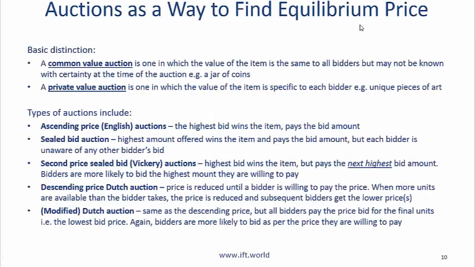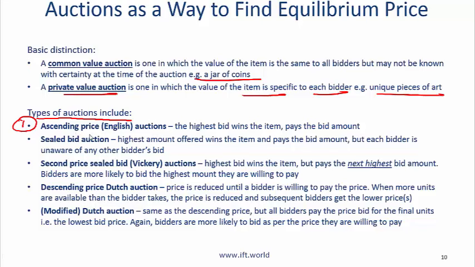Auctions as a way to find equilibrium price. You need to know these basic definitions. First, a distinction between a common value auction and a private value auction. A common value auction is one in which the value of the item is the same to all bidders, but may not be known with certainty at the time of the auction. A classic example is a jar of coins. A private value auction is one in which the value of the item is specific to each bidder, for example, unique pieces of art.